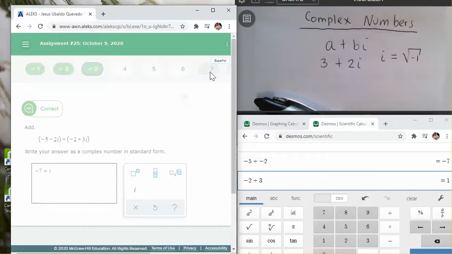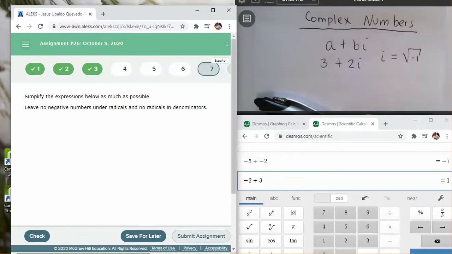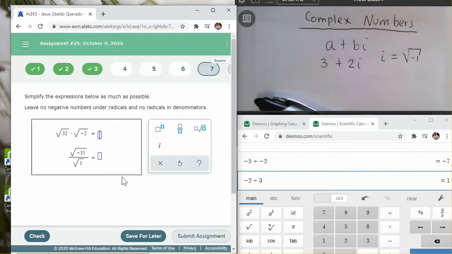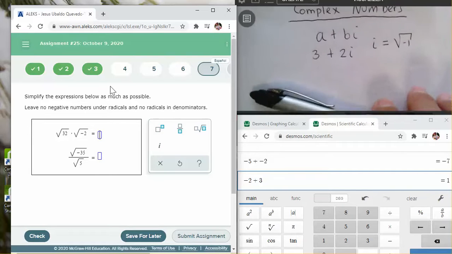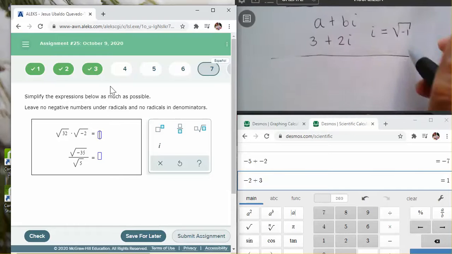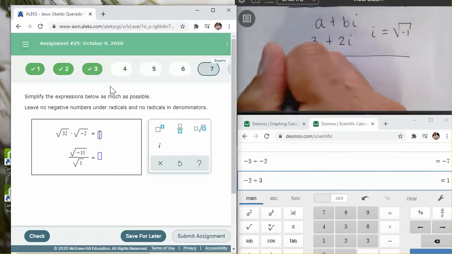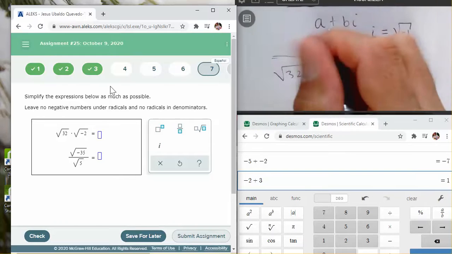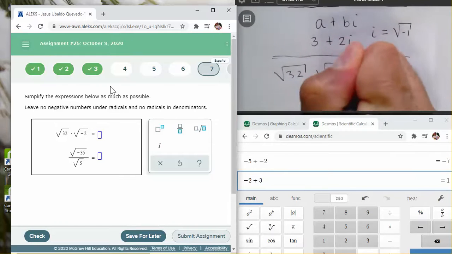We check, correct. Now we had other exercises in which they want us to simplify radicals that involve negative numbers. So for the first one that we have on this exercise, we got the square root of 32 times -2.